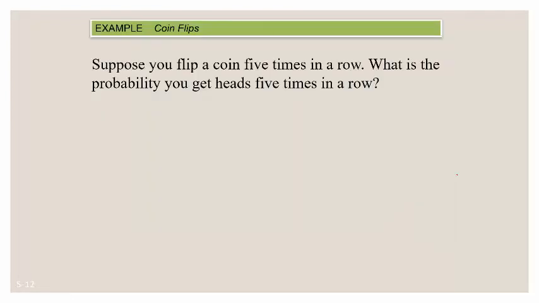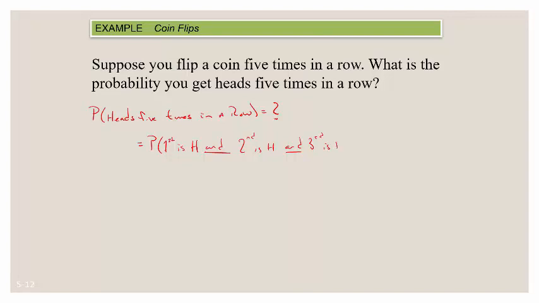All right, so this one. Suppose you flip a coin 5 times in a row. What is the probability you get heads 5 times in a row? Well, you just have to figure out how to write this. The first needs to be a head. I'm just going to put first as H. And the second is an H, if I want them all to be heads in a row. And the third is an H. And the fourth flip. And the fifth one.